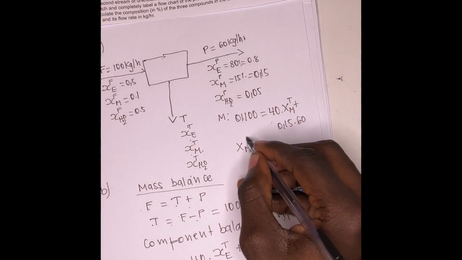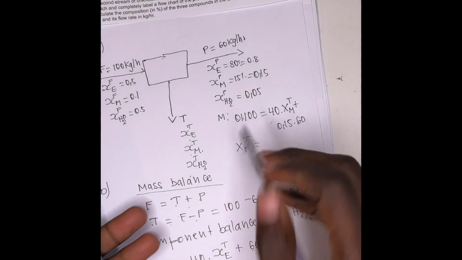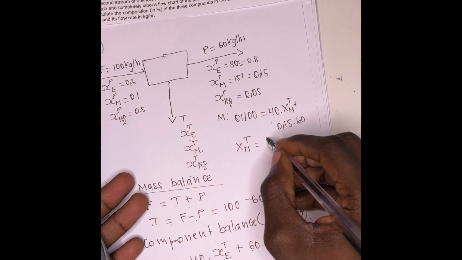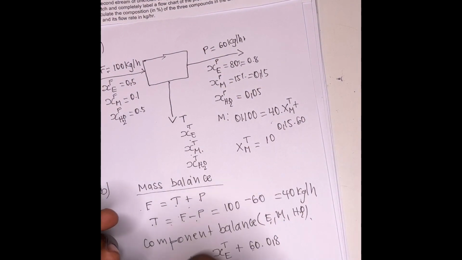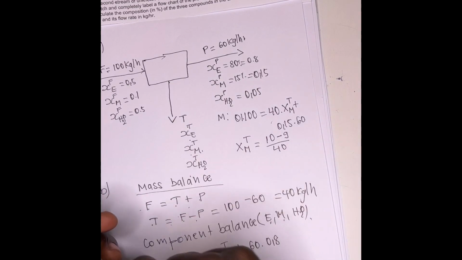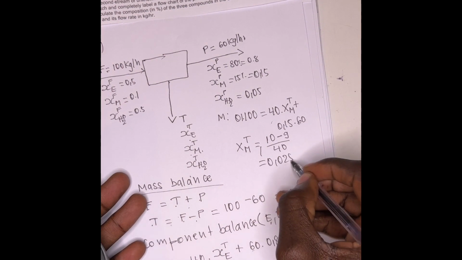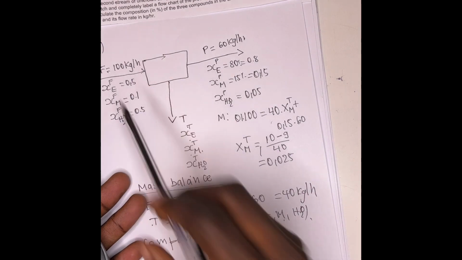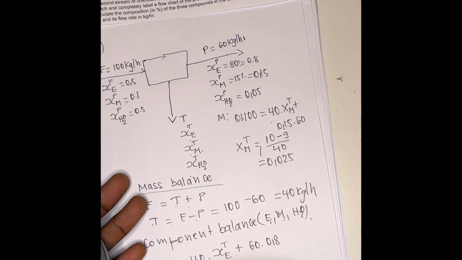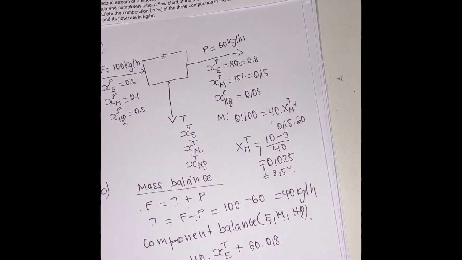So for X_T, if we solve, 0.1 times 100 is 10. If we take 0.15 times 60, we have 9. So we have minus 9, and then we divide by 40, which is 1 divided by 40, and that is 0.025. But the question says we have to find it in terms of percentage. If you multiply that number by 100, it's 2.5%.